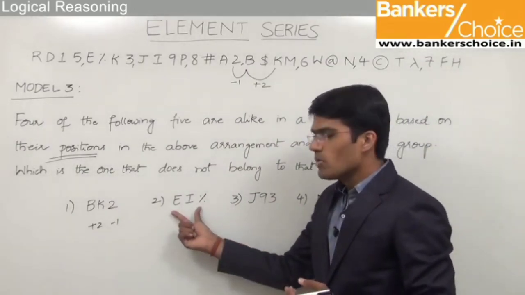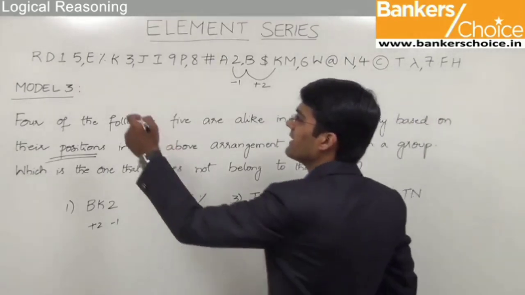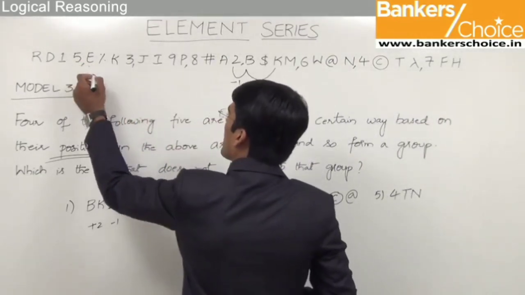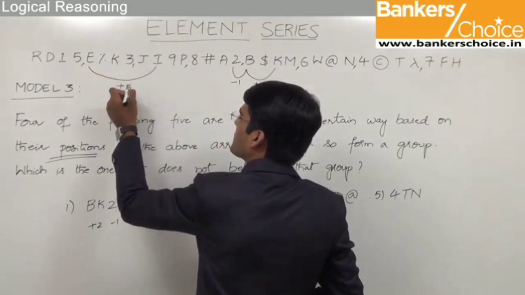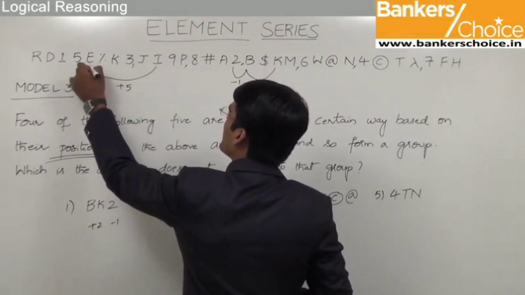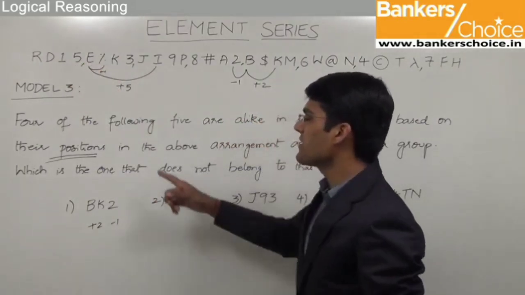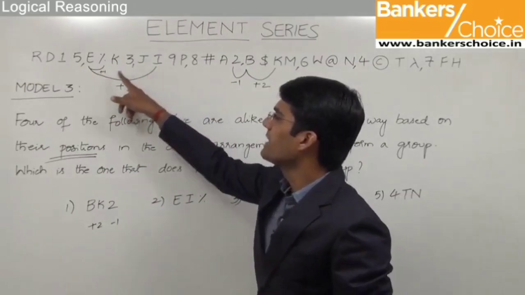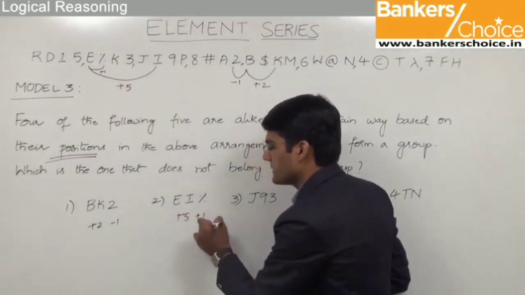Similarly, let us find out the positioning of EI percentage. As we can see here, E is in this position. Now I is 5 places away from E. So plus 5, that is 1, 2, 3, 4 and 5, and percentage is again 1 position away from E. So here the positioning is plus 5 and then plus 1. So the logic is plus 5 plus 1.